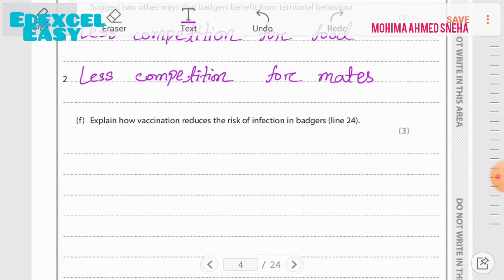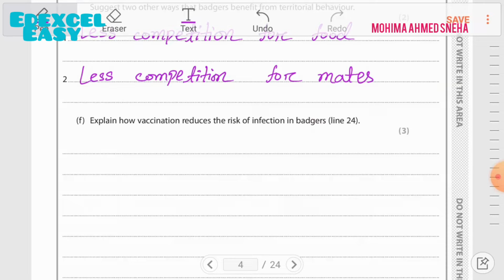Explain how vaccination reduces the risk of infection in badgers. Line 24. At first, we need to define how vaccines actually work. We all know that vaccines are actually made up of attenuated pathogens that contain the specific antigen that would trigger the immune system to produce antibodies and memory cells. The antibodies would destroy the antigens of the attenuated pathogens inside the vaccine, and the memory cells get stored in the lymph nodes, and they provide immunity.